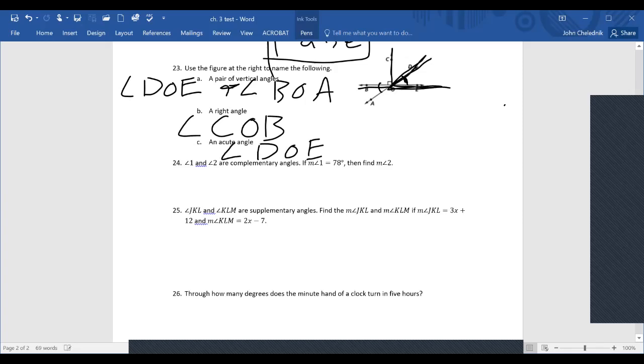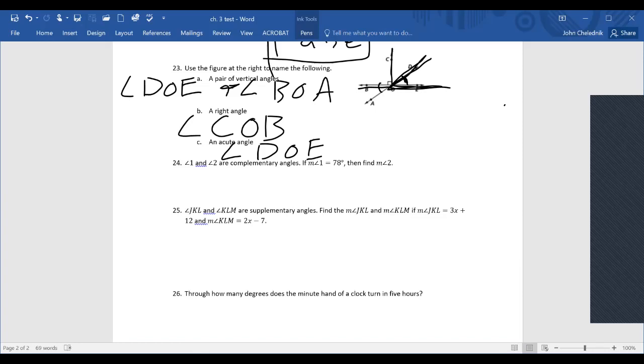And those are not the only answers you could have for those. There's more than one right angle there. There's more than one acute angle. Okay, I'm just giving you an example of some answers that you could have. Acute, of course, means less than 90. And a right angle means a 90-degree angle.